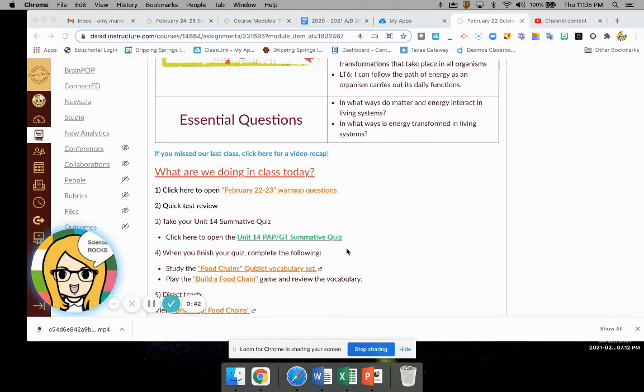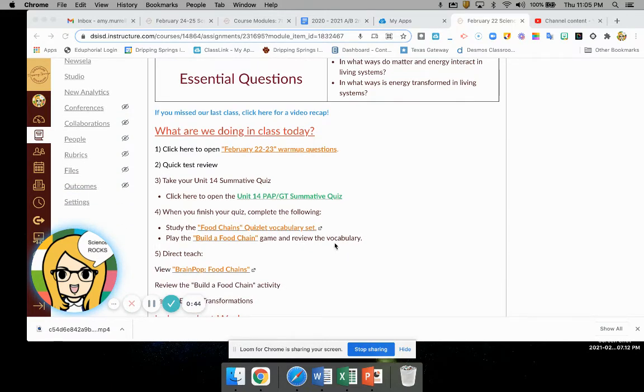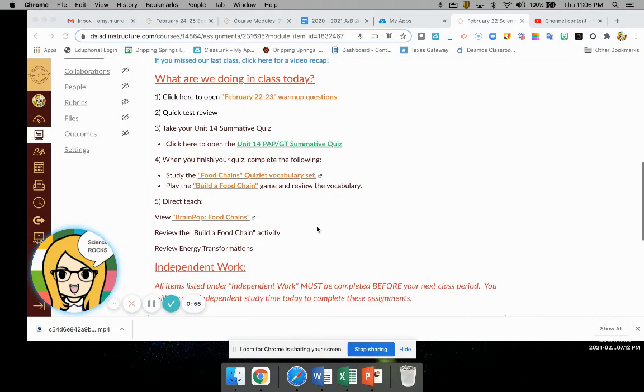And then when you finished your quiz, we asked you to study the upcoming vocabulary set and to play the Build a Food Chain game, and then review the vocabulary while you did that. Once all our friends were done testing, we watched Brain Pop on food chains. We reviewed the Build a Chain activity and then talked about energy transformations.